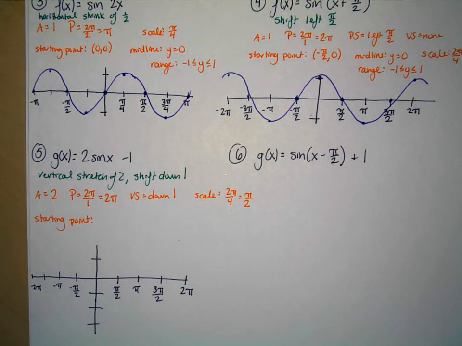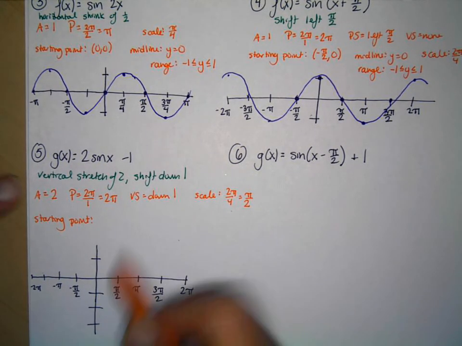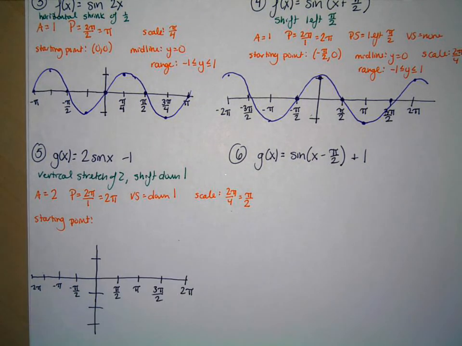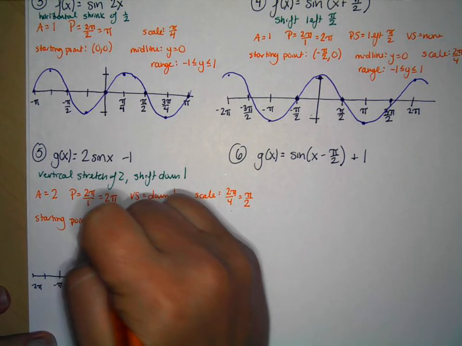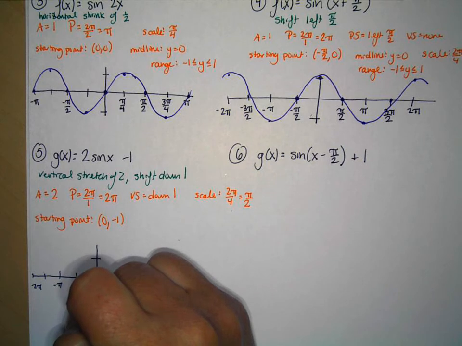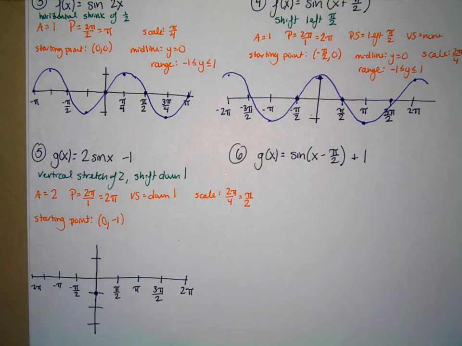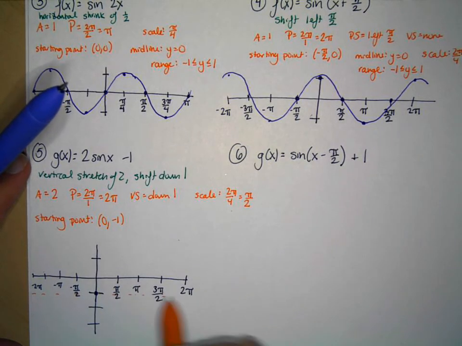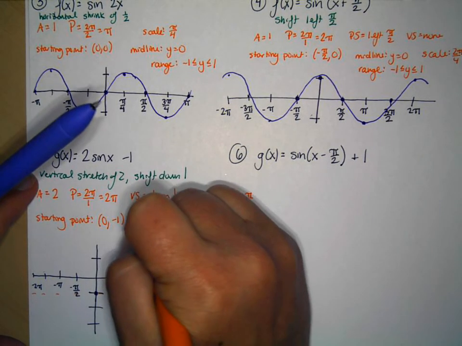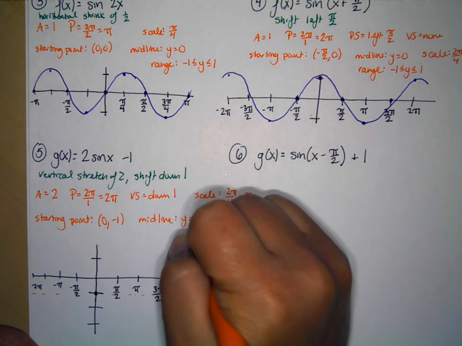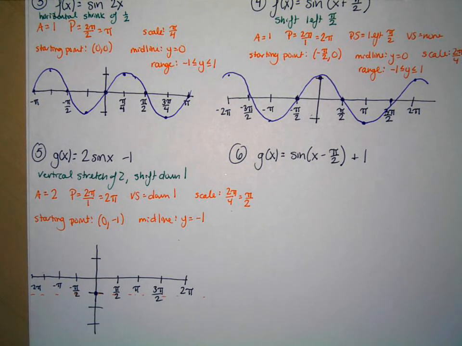All right, normally we have a starting point at 0, 0, but because this graph is being shifted down 1, our starting point is going to be at 0, negative 1. Again, if it helps you to draw in your midline, feel free to do that. So our midline is the line y equals negative 1. And now we're going to do our 5 points.